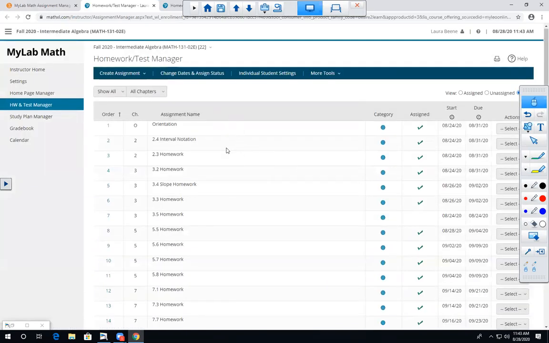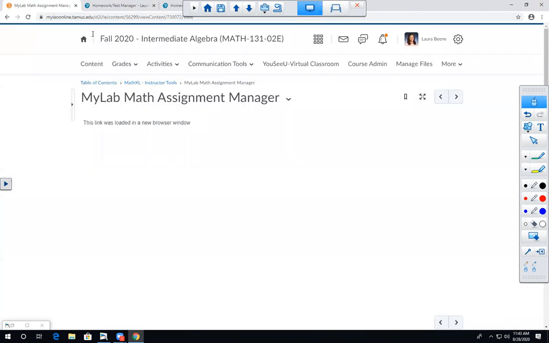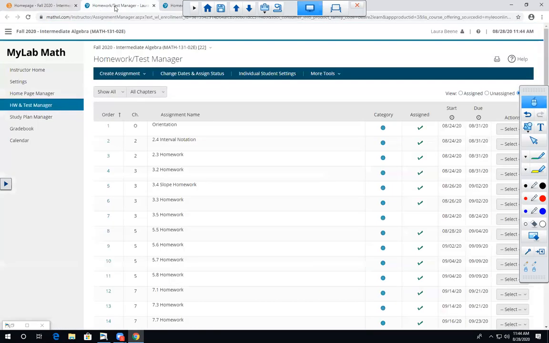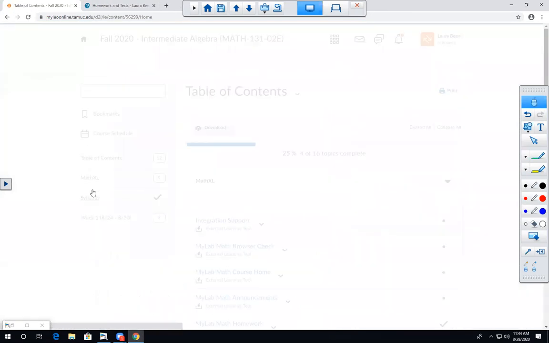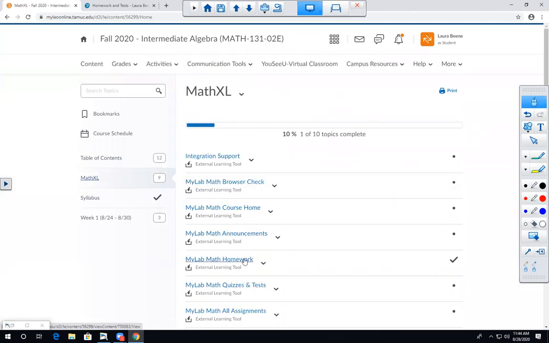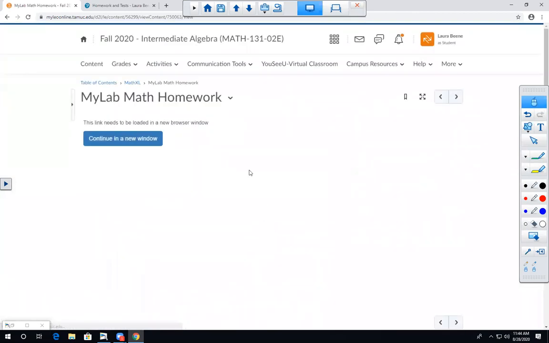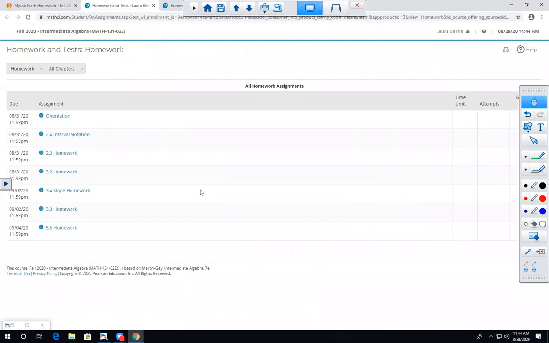Oh, I don't. How does that open? Oh, it's because I'm sorry. I'm in like the teacher version of it. It looks different for you. Let me switch so that it looks the same. Let me go back to here. Okay, so let me go here real fast. So Math Excel, homework. There you go. That's what it should look like.